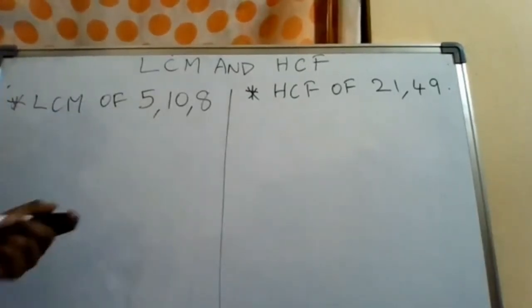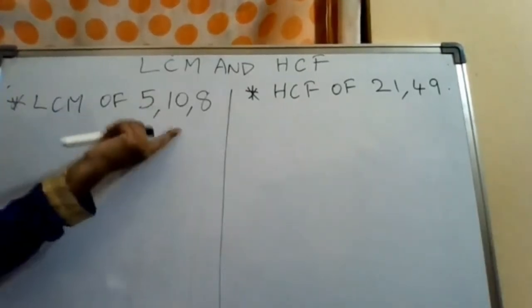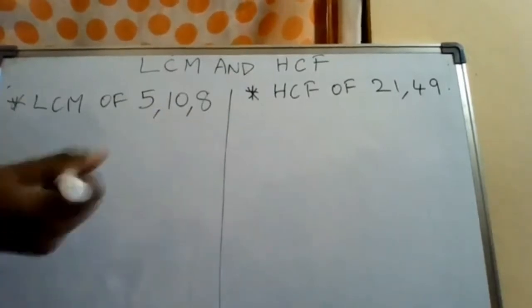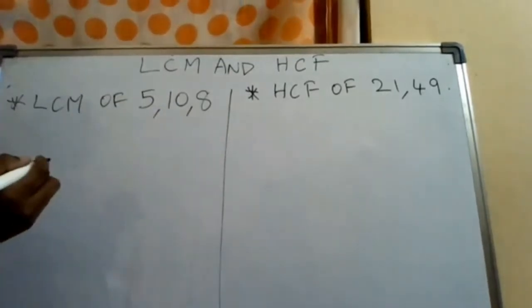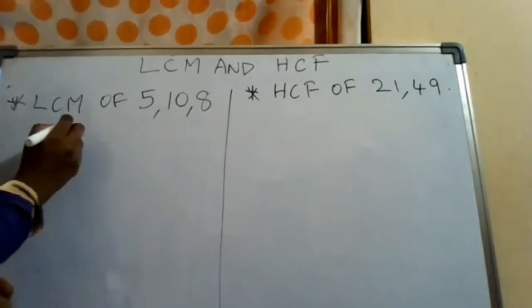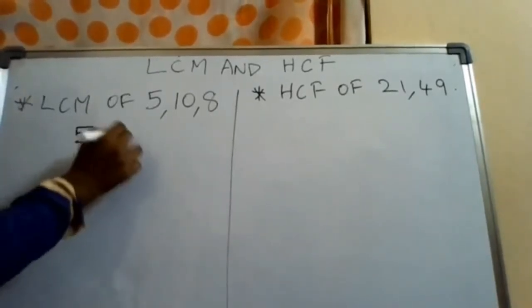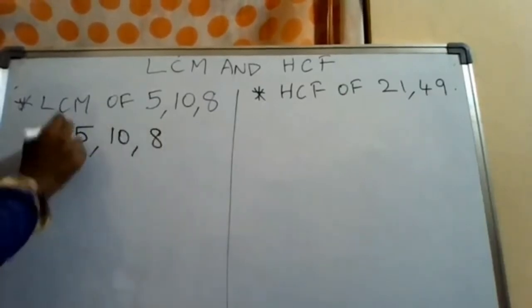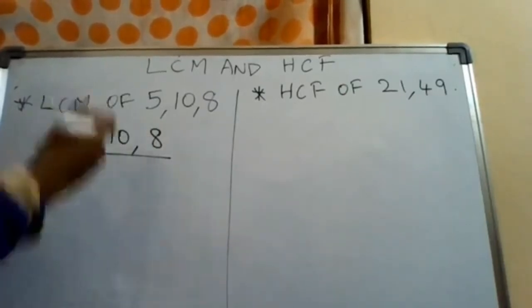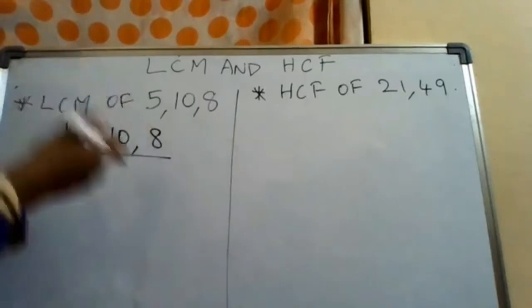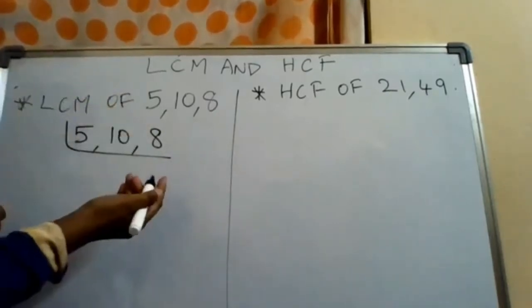First, let us see the LCM of 5, 10 and 8. There is a very simple process that we follow, that is the prime factorization process. The name may be difficult but the process is very simple. You will write down the numbers they have given and start dividing the numbers using the least prime number. The least prime number is 2.